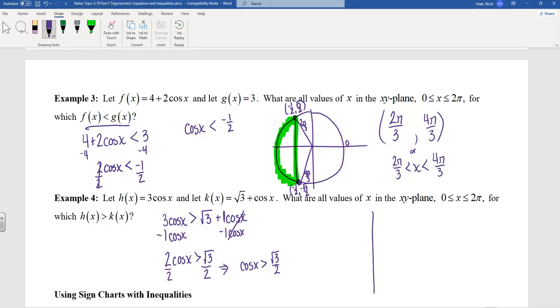And so here I need to think about the unit circle. Okay, cosine x coordinate right here, I've got root 3 over 2, 1/2. And right here, I've got root 3 over 2, negative 1/2. And so this is at pi over 6, and this is at 11 pi over 6.